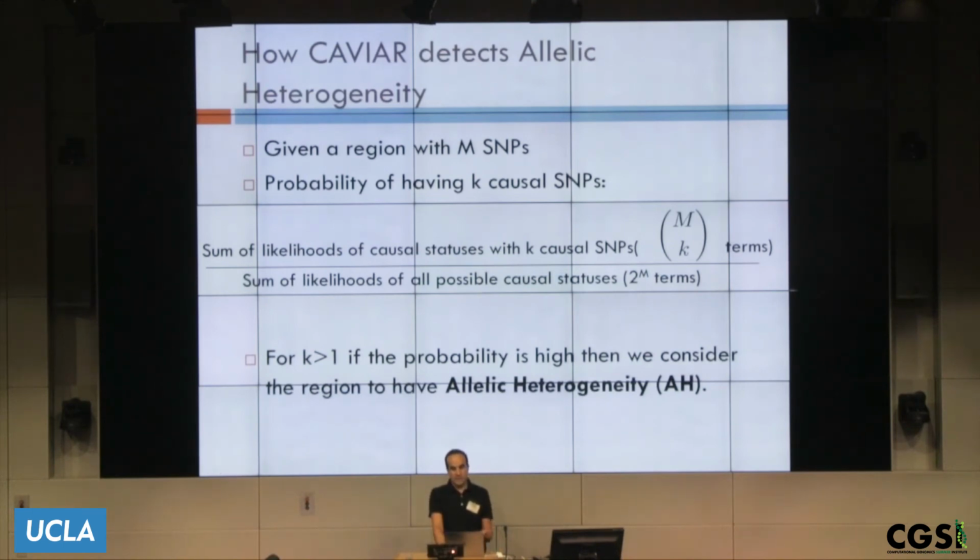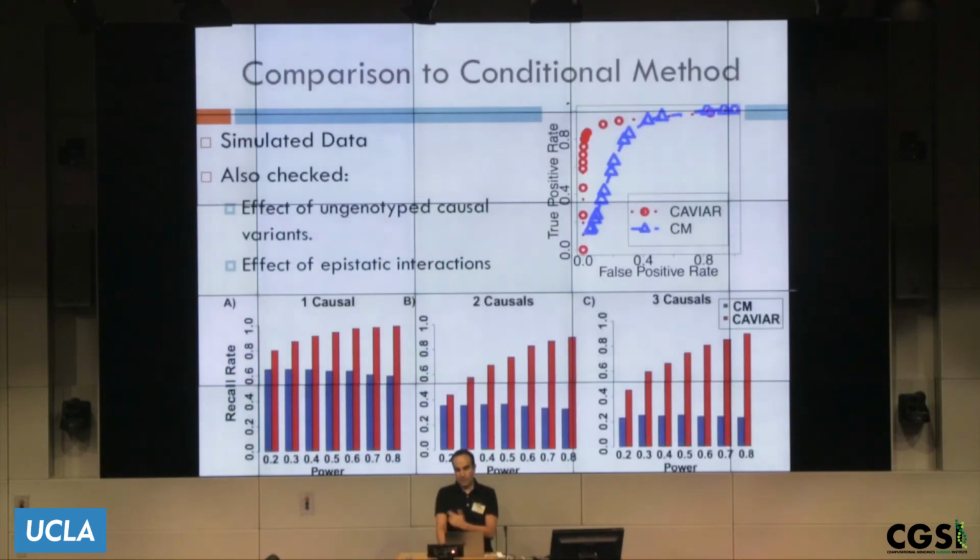This is actually an interesting approach because previously, if people wanted to identify that there are 2 causal SNPs, they had to actually say this SNP and this SNP are causal. Here we don't actually know exactly what the causal SNPs are. We're summing over all the possibilities of more than one SNP. And when we compare to the conditional method, obviously it works really well because the conditional method is really bad.